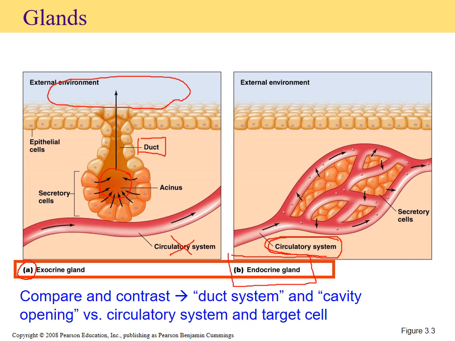So when you're doing your quiz or when you're reading your questions for your exam and we're talking about signaling and indirect signaling, make sure to read if we're using a duct or the bloodstream, if you're going to an open cavity or to a target cell, because that is going to help you distinguish between an exocrine and an endocrine secretion.